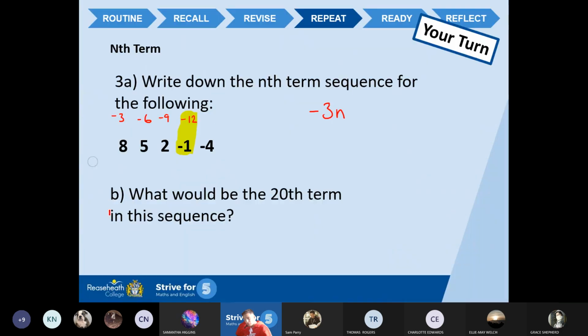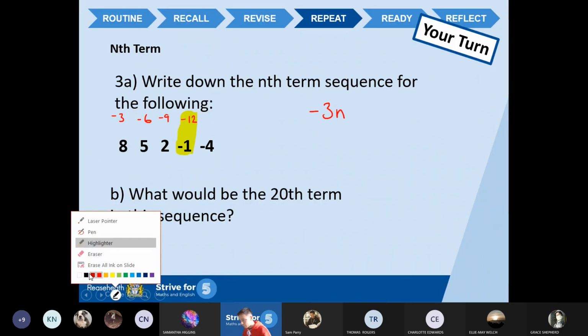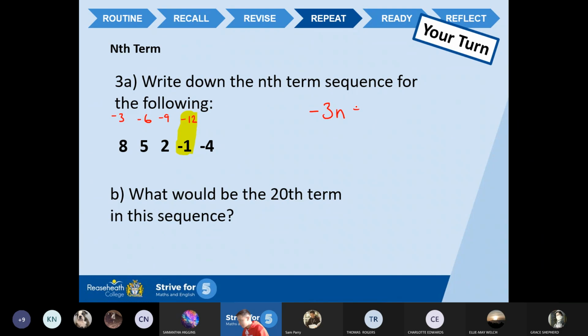Uh-oh, I've lost the plot. There we go, plus 11. So get my pen, add 11. So what would be the 20th term? So minus 3 times 20, well, that's going to be minus 60, add 11. So minus 60, add 11, that's going to get closer to 0. So it's going to be minus 49. Now, that's a good little stretch and challenge there, because negative numbers can be a bit awkward sometimes.